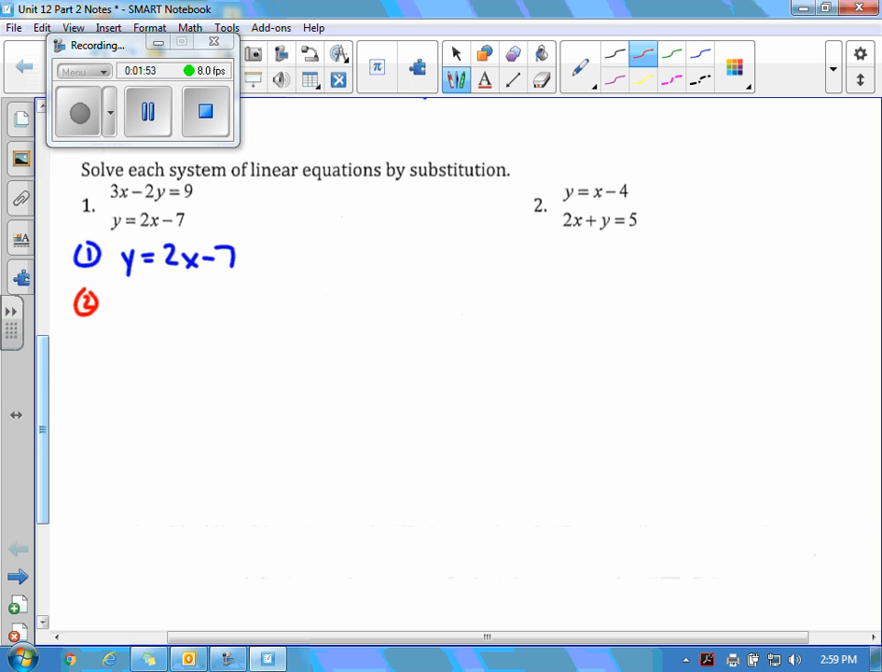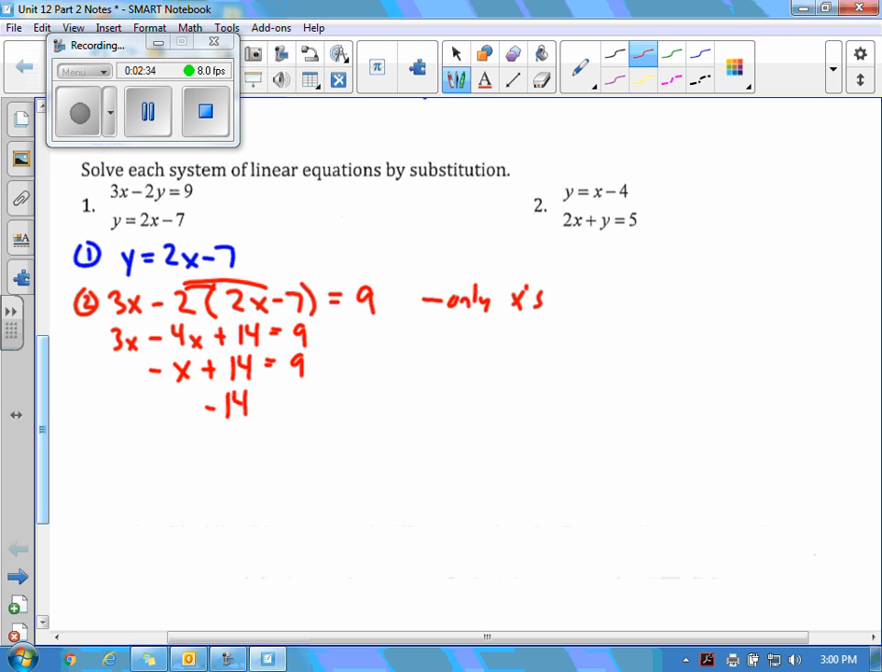is to substitute that expression into the other equation. Since they've already solved this equation, I'm going to plug this in for y in the other equation. So y gets replaced with 2x minus 7, and then that equals 9. At this point, I only have x. I don't have any y's in my equation, only x's. So now I can solve this out. I get 3x, I have to distribute, so I get minus 4x plus 14 equals 9. Then I just continue to solve for x. So 3x minus 4x is negative x.